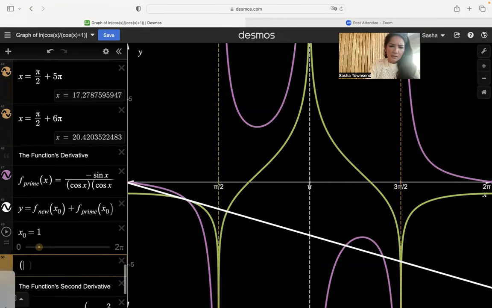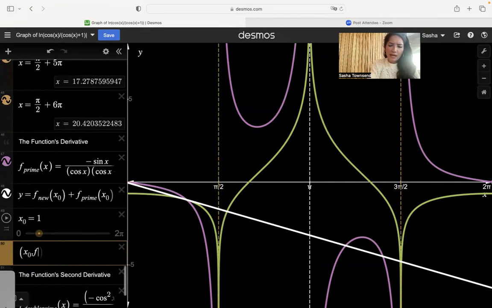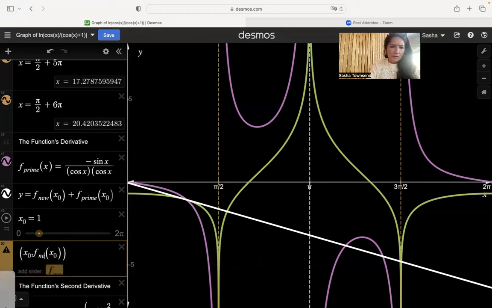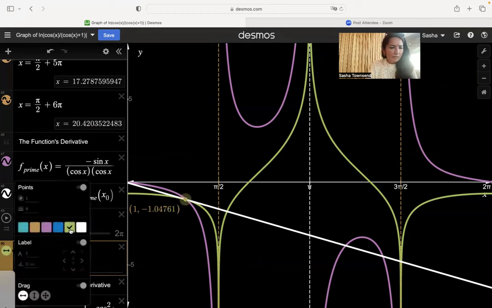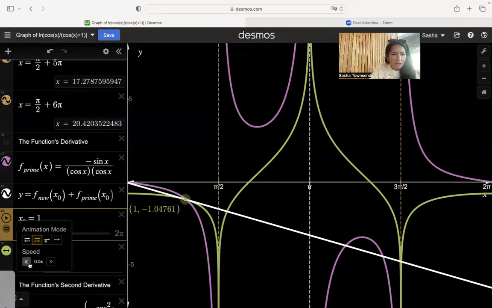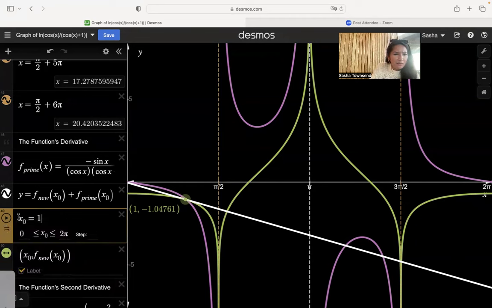And let's plot the point x naught and f of x naught as well. Oops, I want to call that f nu again. So that's our function value, and that white line is the tangent line. And then let's see what happens as we let x naught run from 0 to 2 pi.